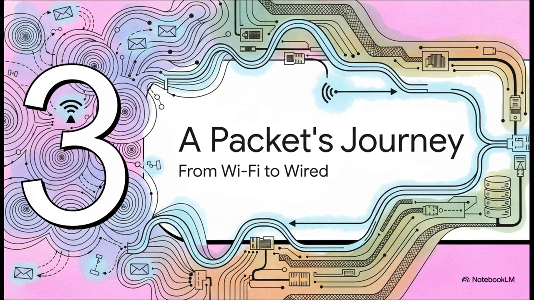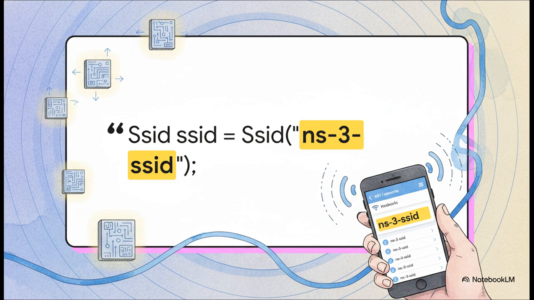Let's see how this all comes together. We are now going to follow one single data packet on its entire trip, from the moment it's created in the wireless world to the second it arrives in the wired one. Our packet's journey begins on a Wi-Fi network, and this one little line of code is what gives that network its name, its SSID, NS3-SSID. This is literally the name your phone is looking for when it scans for Wi-Fi networks nearby.